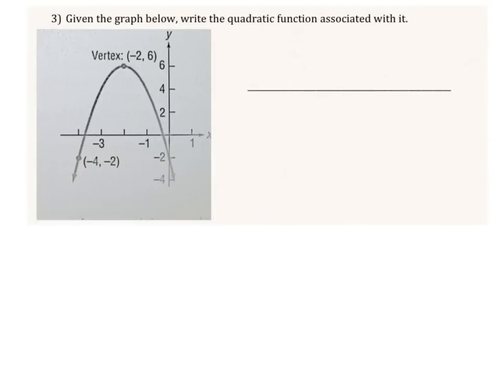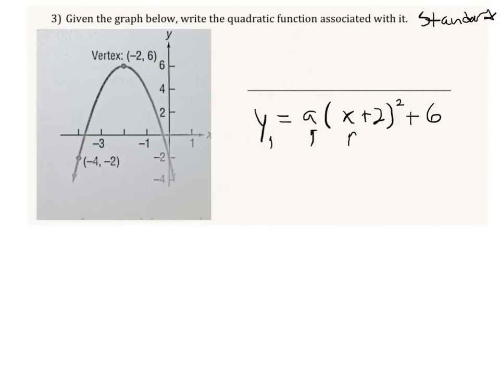Alright, so now we want to go backwards. We're given a function and we want to write it, and I want you to write it in standard form because you're going to have to on the test. Alright. So we know our vertex is (-2, 6), so I can start there. y equals a times (x plus 2) squared plus 6. What we don't know is a. We're not sure of x or y. But then we can look here. This is an x and a y that sits on the graph.